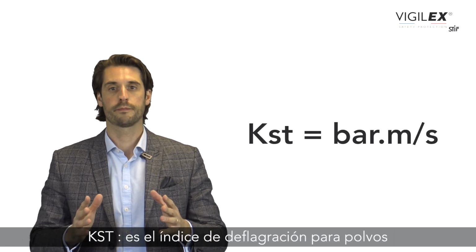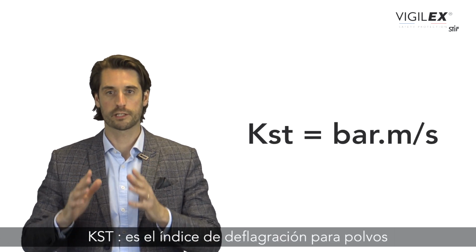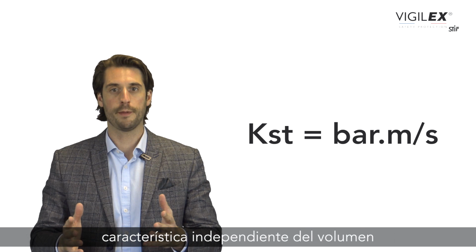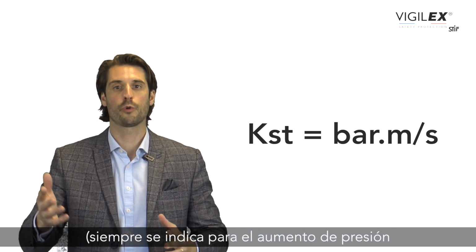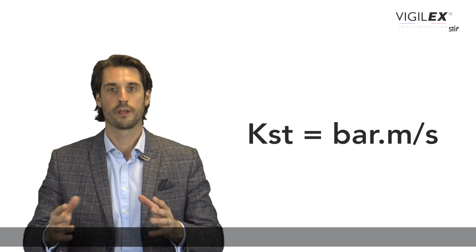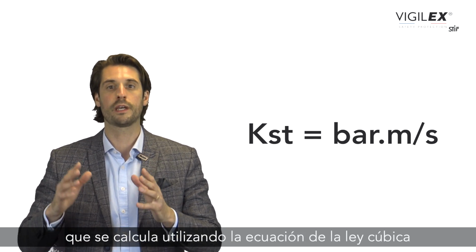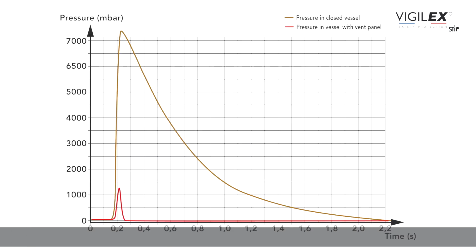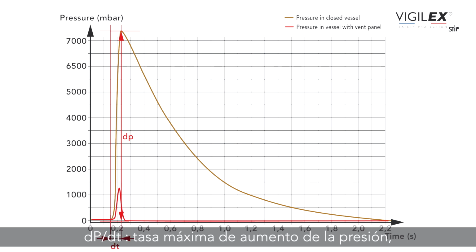The KST is the deflagration index for dusts, a volume-independent characteristic. It's always indicated for pressure rise in a 1 cubic meter vessel, which is calculated using the cubic law equation. dP/dt is the maximum rate of pressure rise, the highest value of the pressure-time curve, measured in a closed vessel during the explosion of a specific mixture.